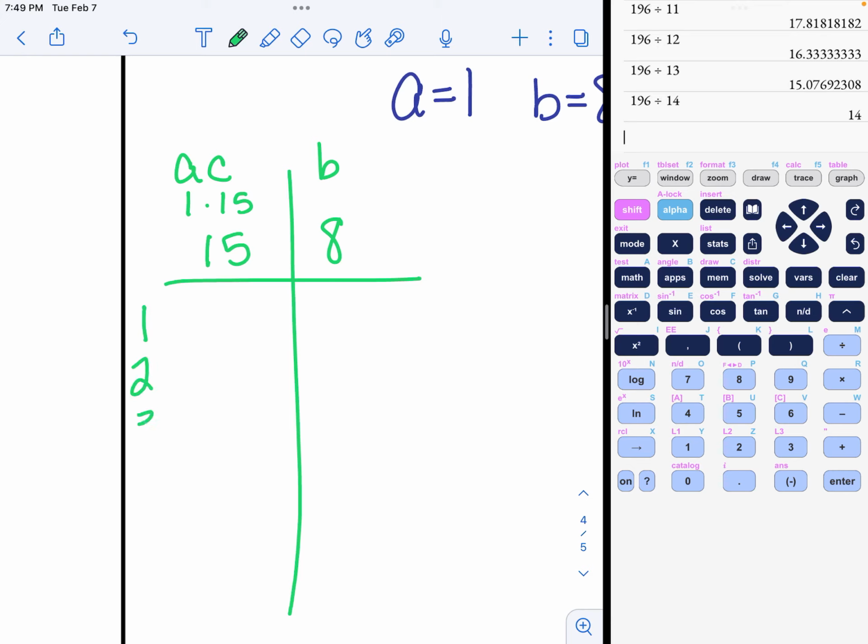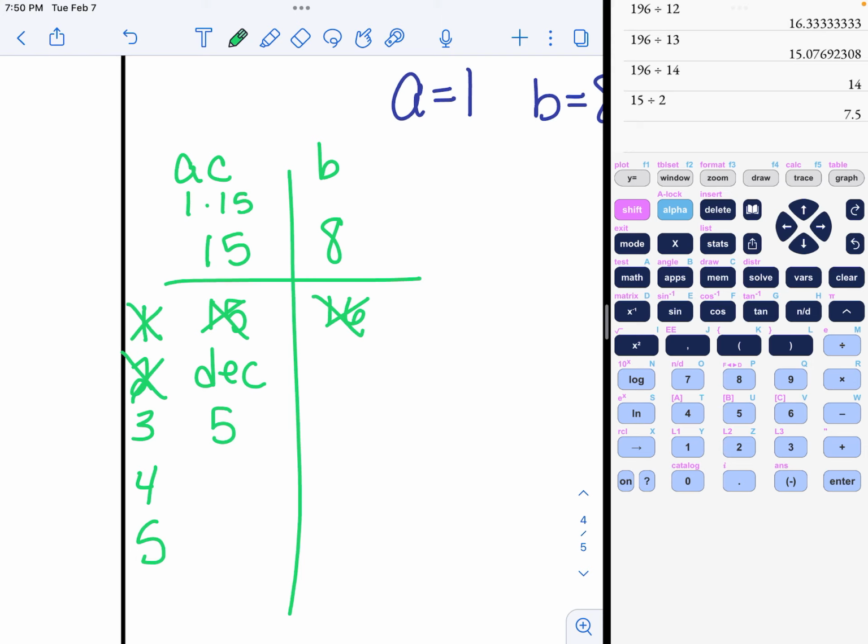1, 2, 3, 4, 5. Lily, what is 15 divided by 1? What is 1 plus 15? 16. Does that equal 8? No. Okay, Lily. 15 divided by 2. Is it a whole number? No. It doesn't matter. It's a decimal. We're not going to use it. What's 15 divided by 3? 5. What's 3 plus 5? That's 8. And that is our magic number.